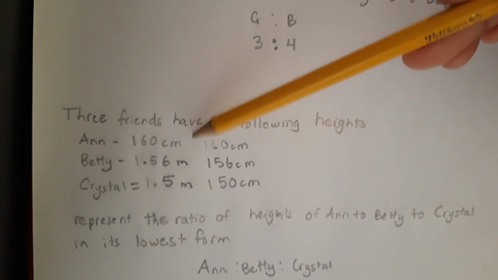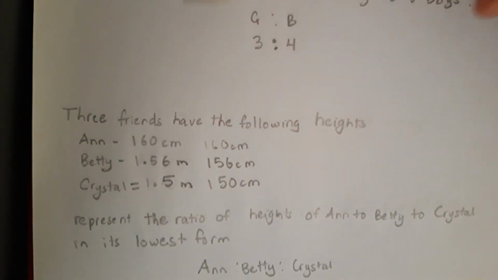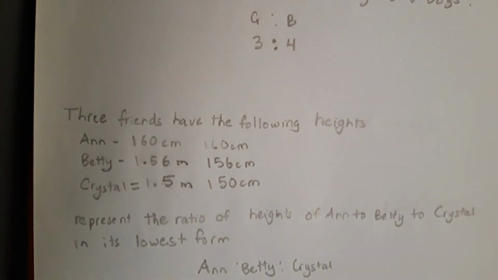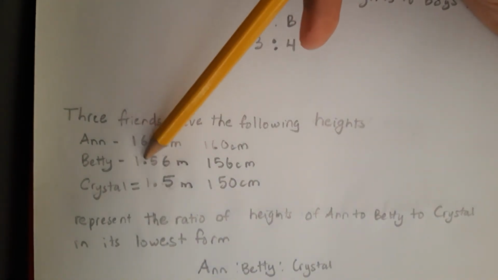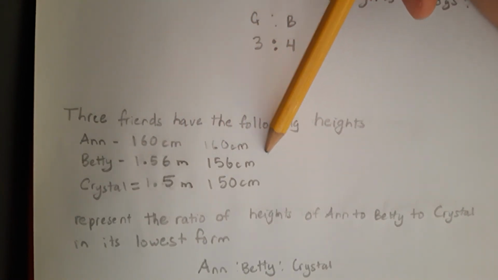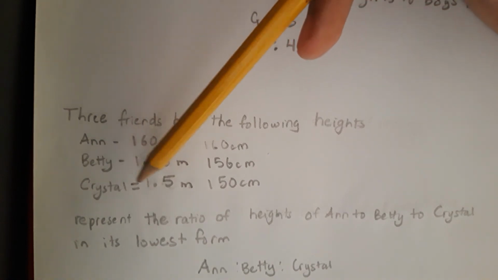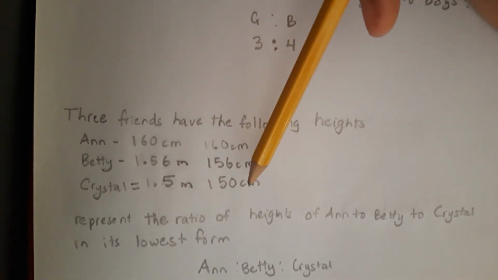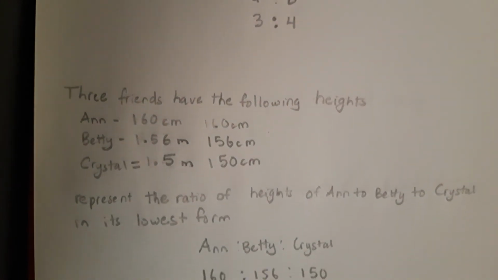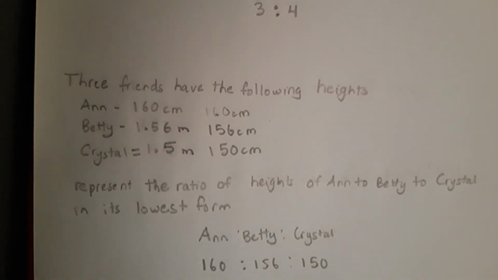Over here, you'll see that their heights were already converted. Their original heights were in centimeters and meters. When reducing a ratio, all quantities must be expressed in the same units. So Betty's height of 1.56 meters was changed to 156 centimeters, while Crystal's height of 1.5 meters was changed to 150 centimeters, and they are expressed as 160:156:150.